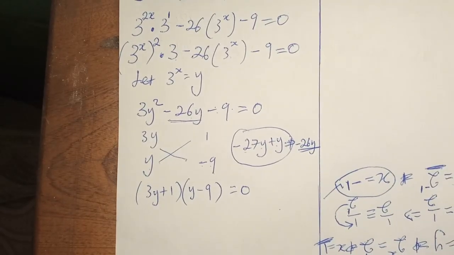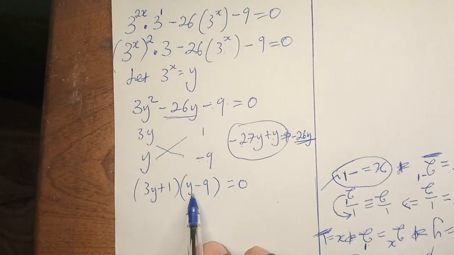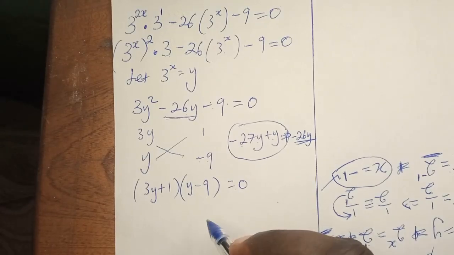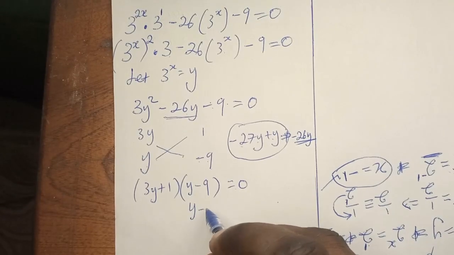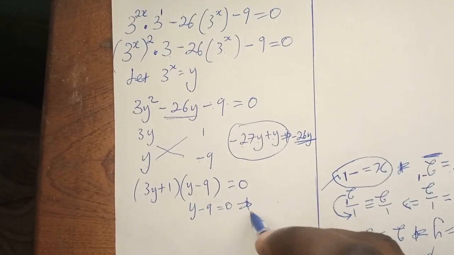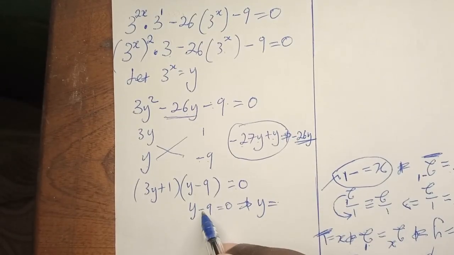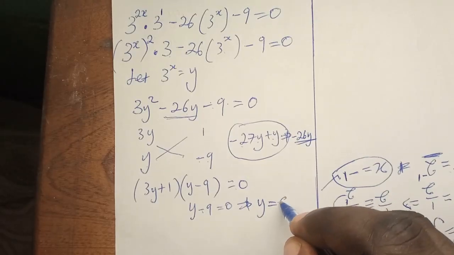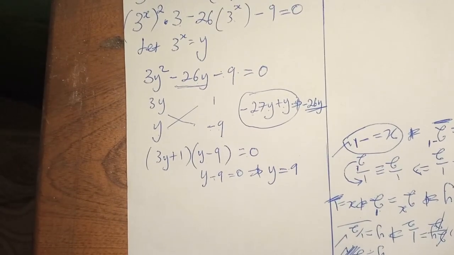So let's look for y now. y minus 9 is equal to 0. So if y minus 9 is equal to 0, this implies that y is equal to, if we bring minus 9 to the right hand side, y equal to 9. Let's try the other one.